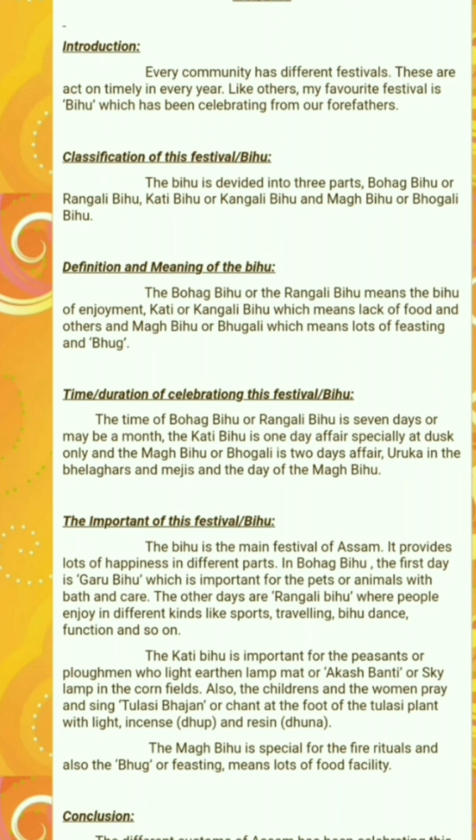The Kati Bihu is important for the peasants or plowmen who light earthen lamps, mati or akashbanti or sky lamp in the cornfields. Also the children and the women pray and sing Tulasi Bhajan or chant at the foot of the Tulasi plant with light, incense and resin. The Magh Bihu is specially for the fire rituals, and also the bhog or feasting means lots of food facility.